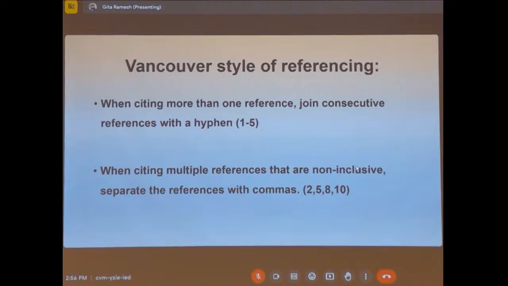When citing more than one reference in a paragraph, you can join consecutive references with a hyphen and say that 1 to 5 have been written, and the 1 to 5 references will coordinate with that paragraph whenever you do a review of literature. When citing multiple references that are non-inclusive, separate the references with commas. That is, you will write it as 2, 5, 8 and 10 in that paragraph.